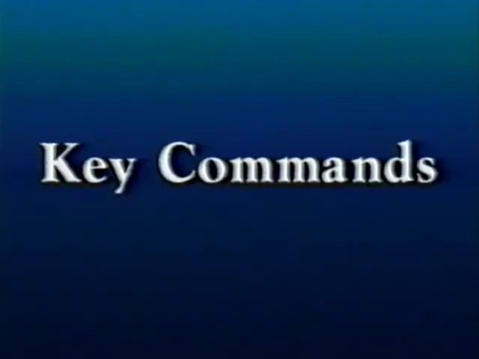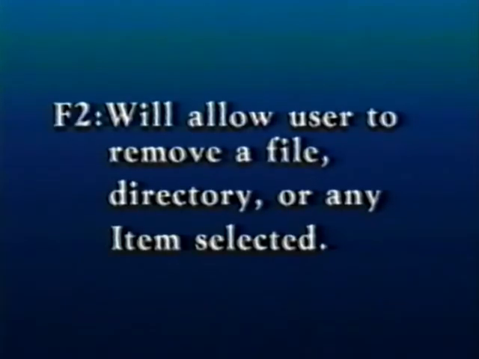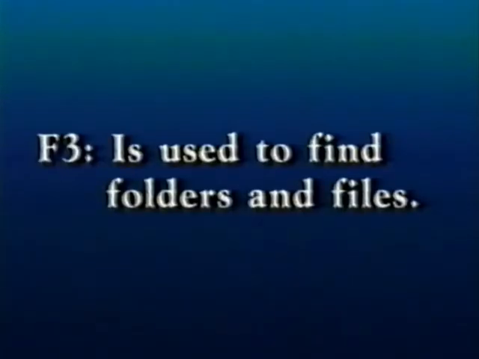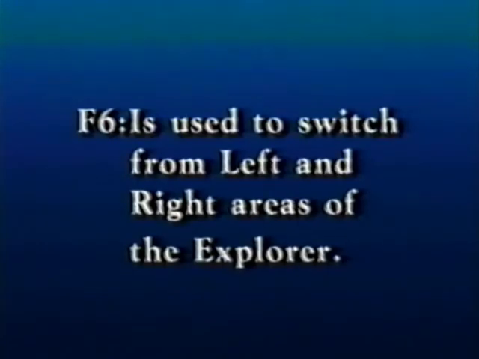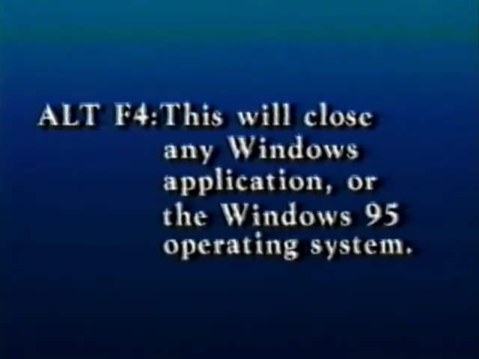Key commands. F2 will allow user to remove a file, directory, or any other item selected. F3 is used to find folders and files. F5. This will recover a window in My Computer and Explorer. F6 is used to switch from left and right areas of the Explorer. Alt F4. This will close any Windows application or the Windows 95 operating system. Control Escape. This will display the Start menu.